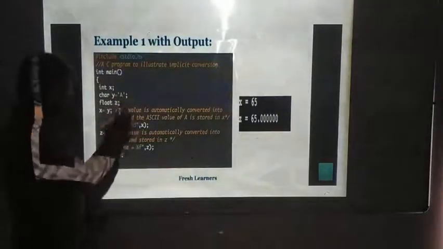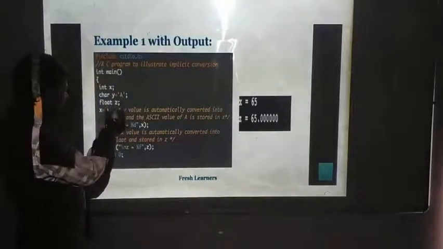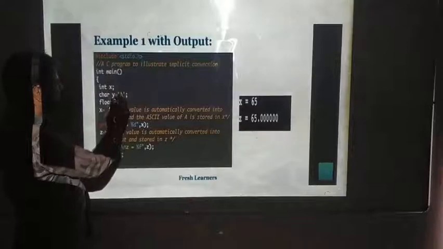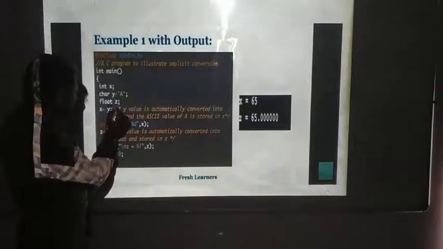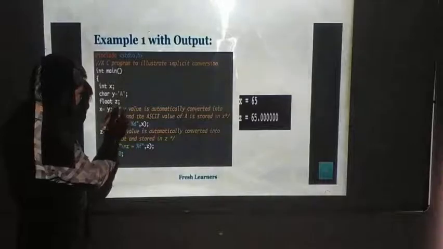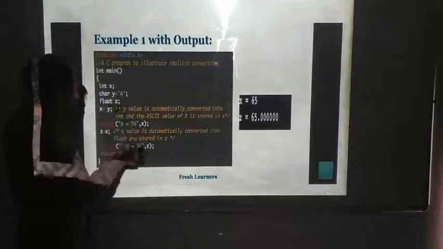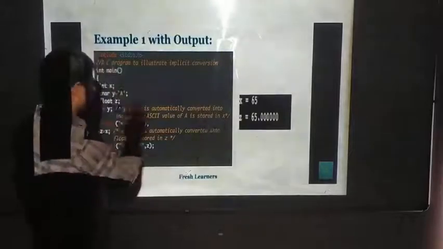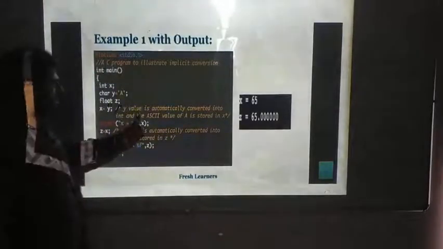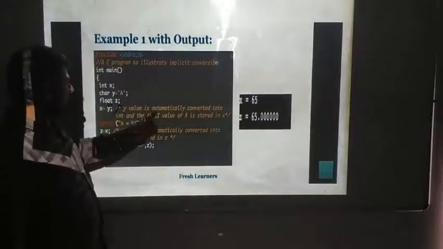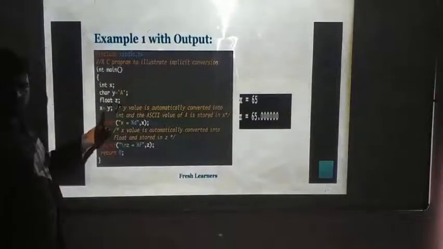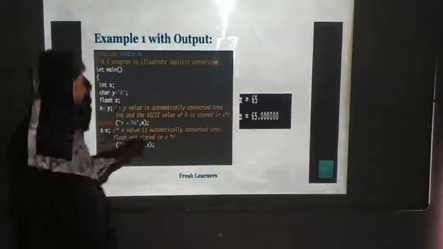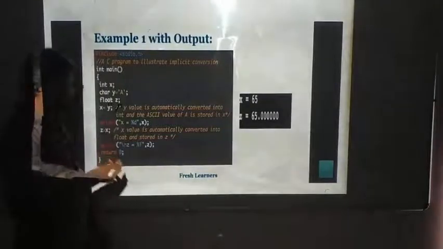See, x is equal to y. We are assigning the value of y, so we get 65 here. Why? Because a is assigned to y, and y is assigned to x. This is a comment section: in the C programming language, slash and star represent the comment section, with opening and closing, and whatever you write inside won't be executed. The y value is automatically converted into integer, and the ASCII value of a is stored in x. We are storing that 65 value in the x variable.